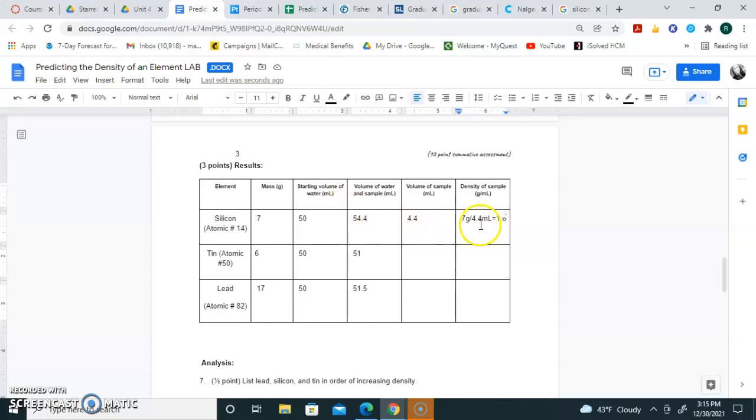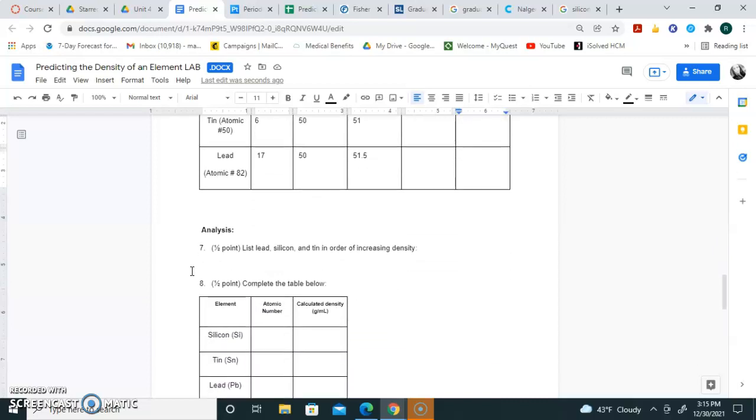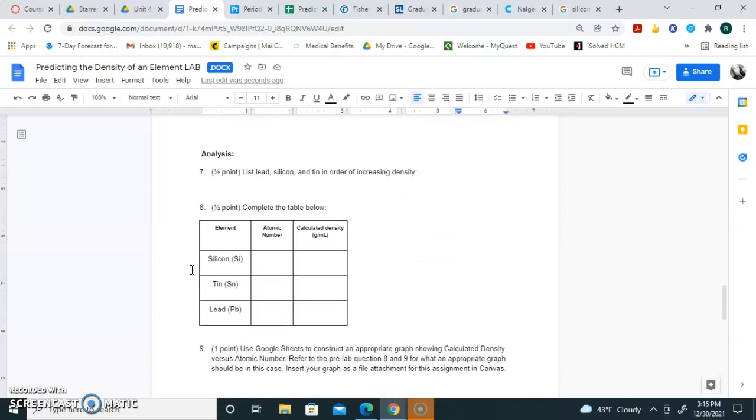I did the first row for you guys for silicon. Go ahead and complete the tin and the lead on your own. Then you can move on to the analysis part.